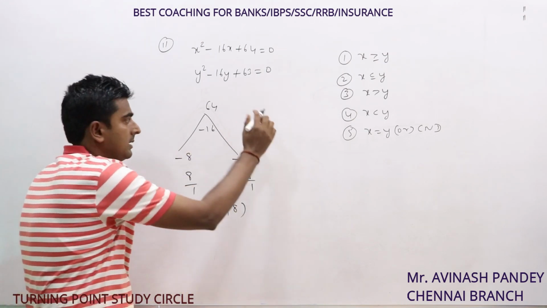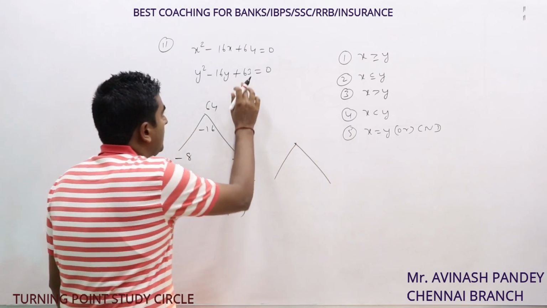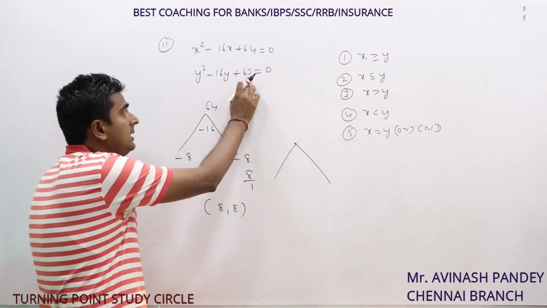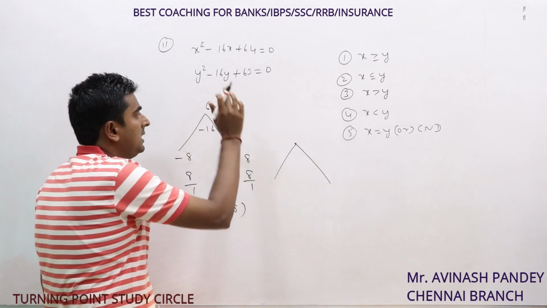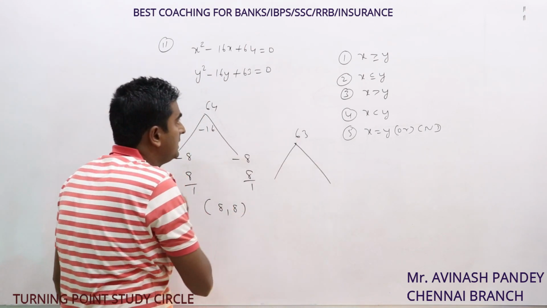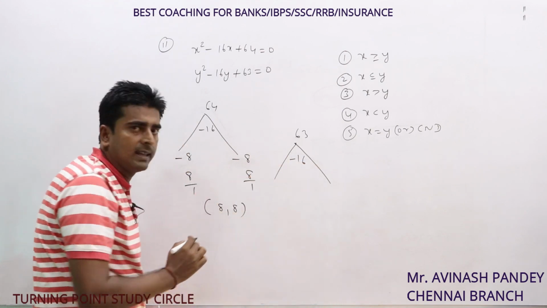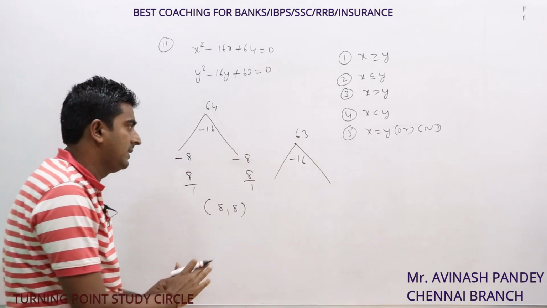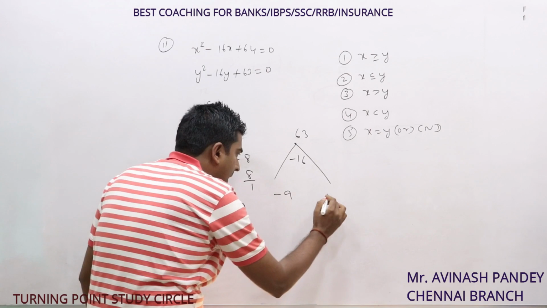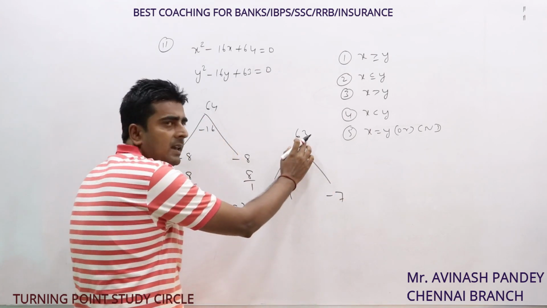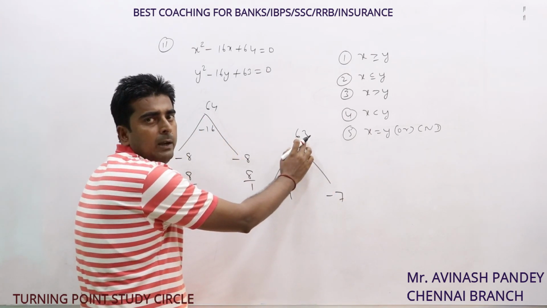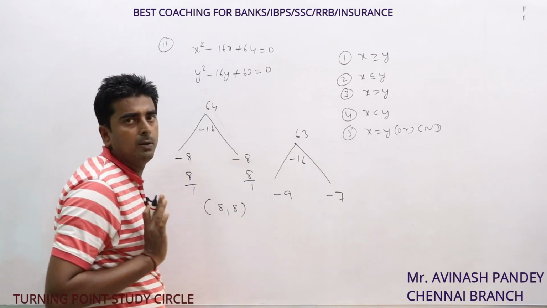Now second equation. So again I am writing here second equation. The constant is plus 63 and the y square coefficient is 1. So my answer is plus 63. What is the coefficient of y? Minus 16. So again here what can be the numbers? It is minus 9, minus 7. You can factorize this number also. 63 is 9 into 7, or else directly if you know the table you can do.